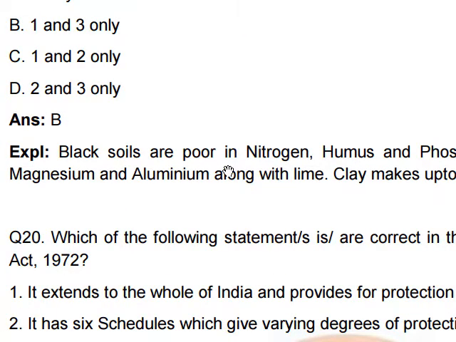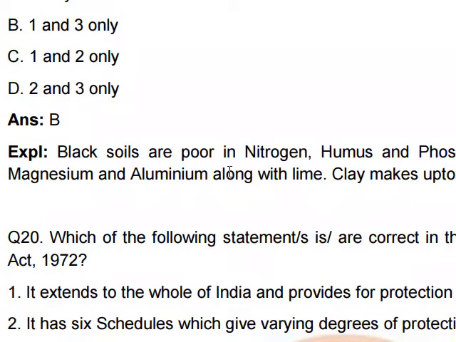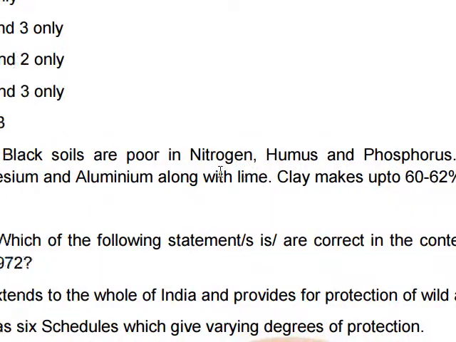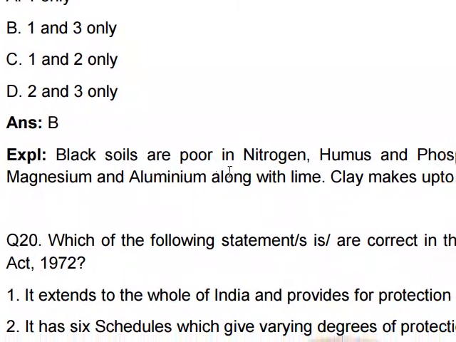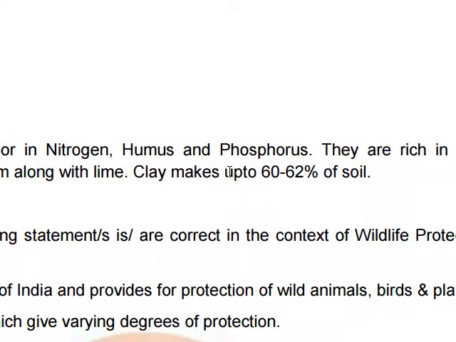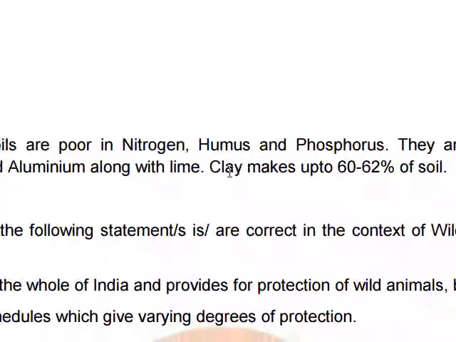Black soils are poor in nitrogen, humus, and phosphorus. They are rich in iron, magnesium, and aluminium along with lime. Clay makes up 60 to 62% of soil.